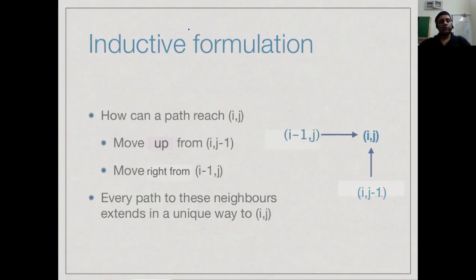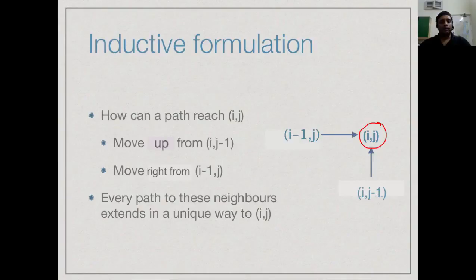So as you might guess, since we are looking at these kind of inductive formulations and recursive programs, what we are really looking for is an inductive formulation of the grid problem. So let's ask ourselves the following question. How do I get to a point i,j on the grid? I claim that given our structure, which is that we can go right or we can go up, there are only 2 ways I can come here.